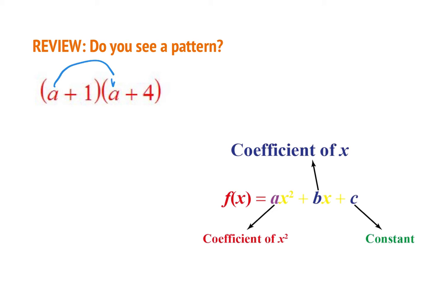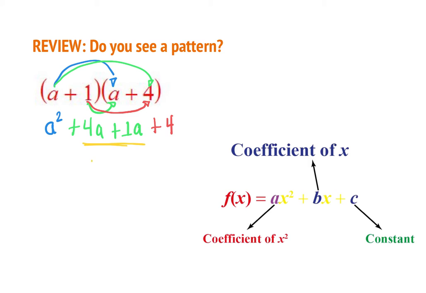If I multiply a with a, I get a squared. Then I'm going to do a times 4, which is 4a. And then I'm going to do 1 times a, which gives me 1a. And then 1 times 4, which gives me 4. When you combine like terms, we end up with 4 plus 1, which gives me 5. And then you just bring down everything else.